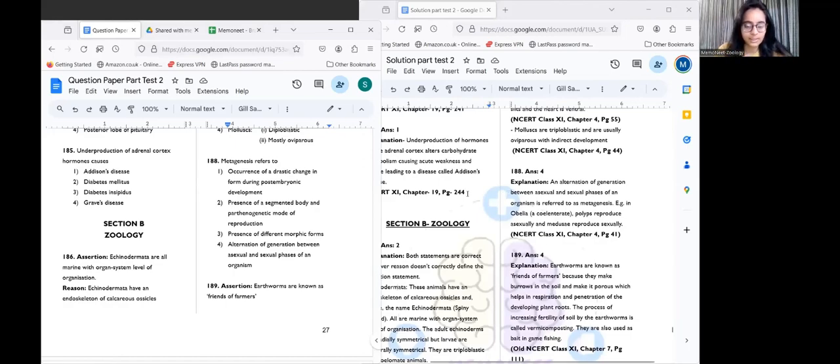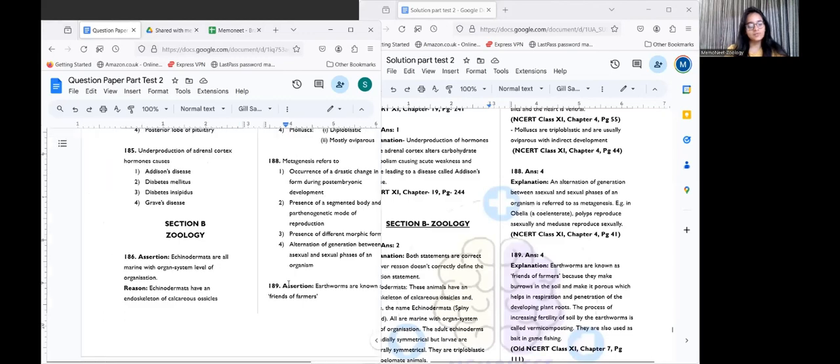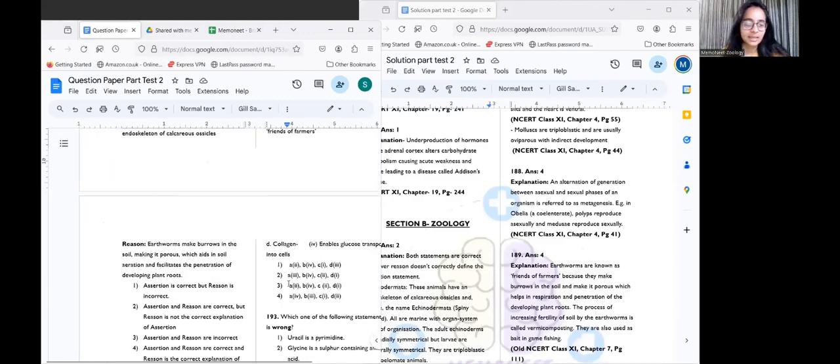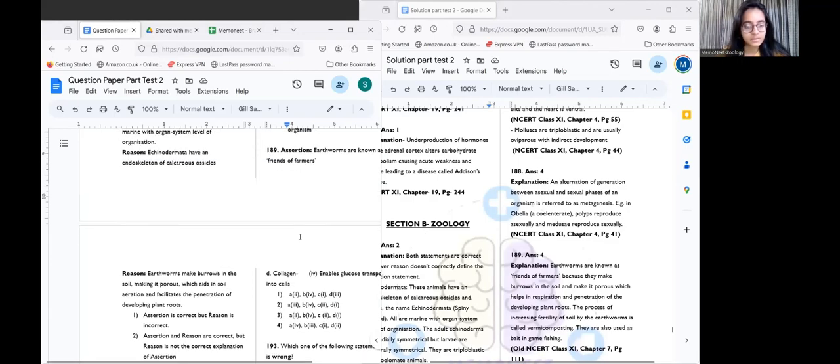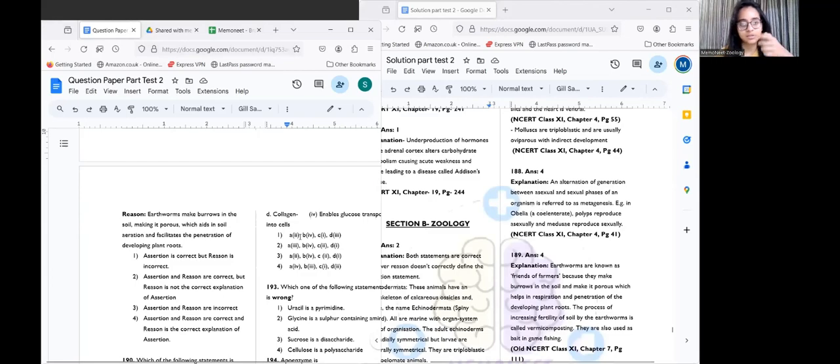Now in question number 189. Earthworms are known as friends of the farmer. So assertion, and then the reason for the same is that earthworms make burrows in the soil. They make it porous, which aids in soil aeration and facilitates the penetration of developing plant roots. Do you think the statement is correct? Yes, the assertion is correct. The reasoning is also correct, and the reasoning is the correct explanation for the assertion mentioned.